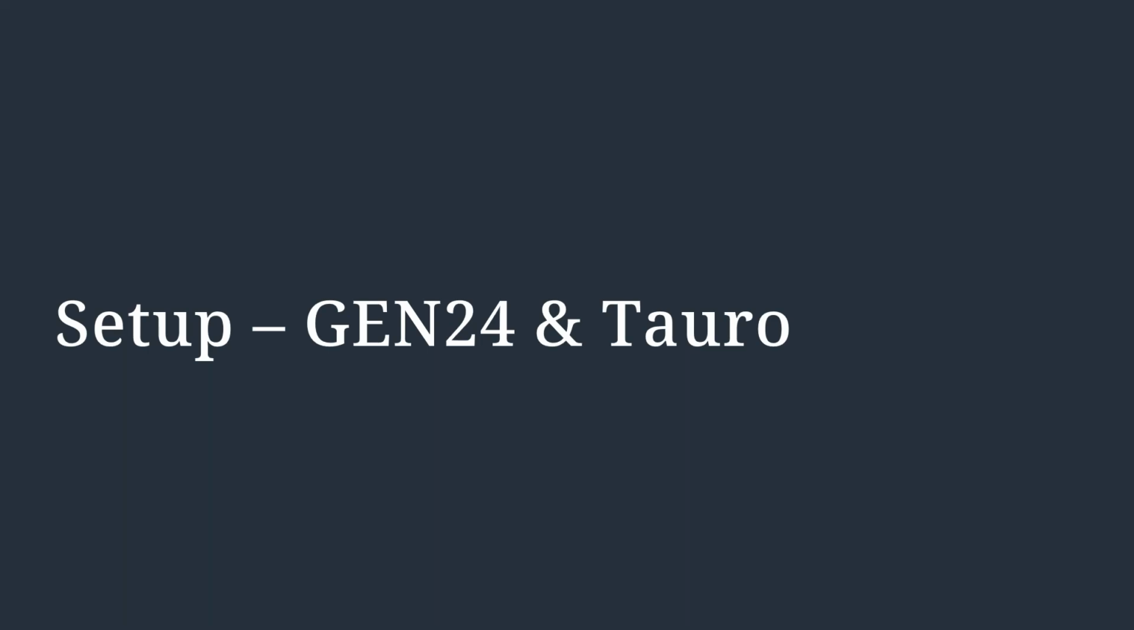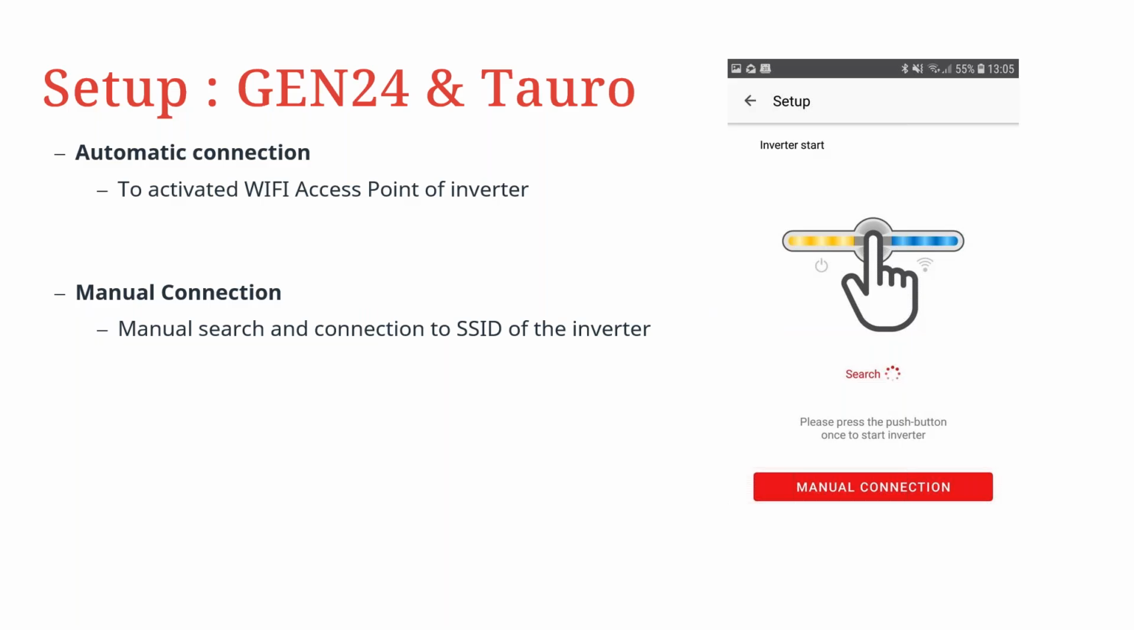Next we'll be covering a typical example of the setting up of a Gen 24 and Tauro unit. As the Tauro and Gen 24 series inverters have an already embedded communication card, which is also known as our Pilot card, you will not have to retrofit a data manager into the system. So for commissioning, we'll have to do an automatic connection. For this, we need to activate the Wi-Fi access point of the inverter.